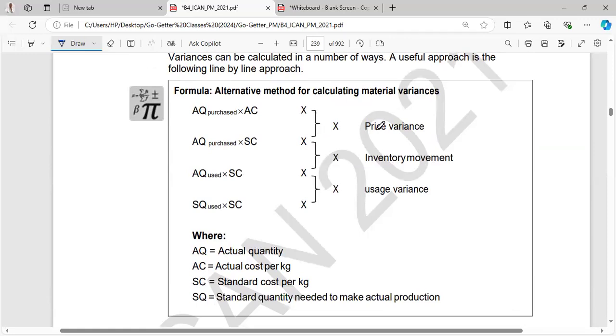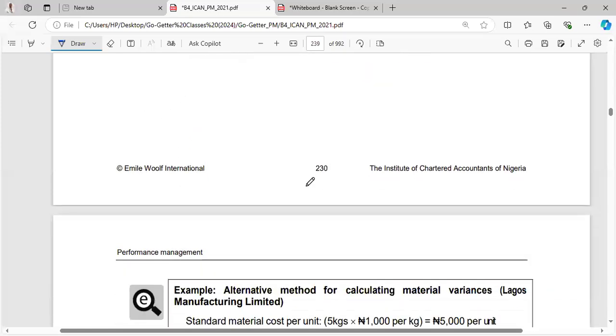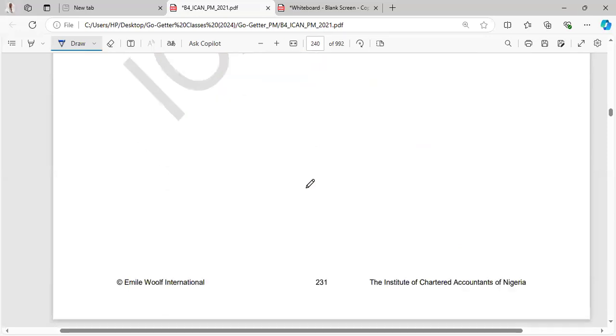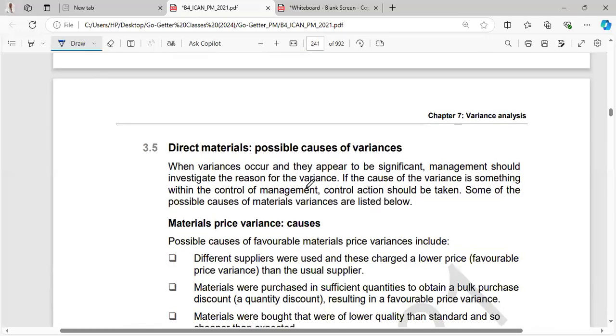Okay, so now that we've done the direct material cost variance, what could be the possible causes of variance in materials? What are the reasons? Because sometimes when you are asked to calculate the variance, they might ask you to tell us the reason for those variances.